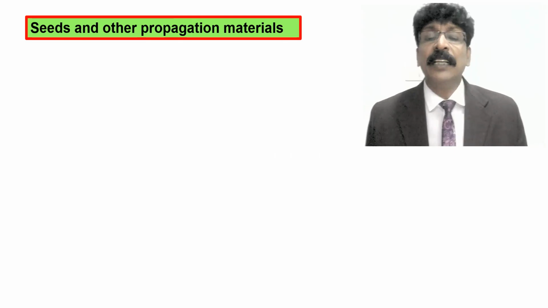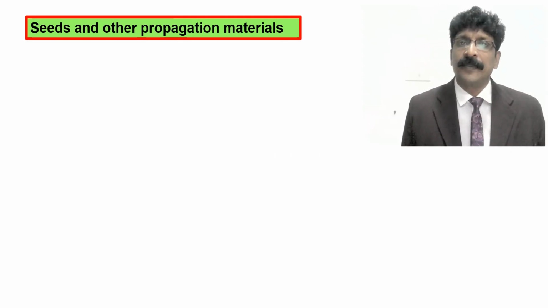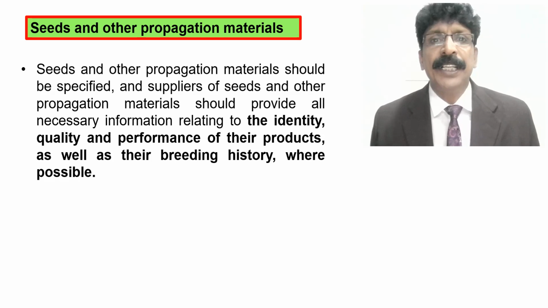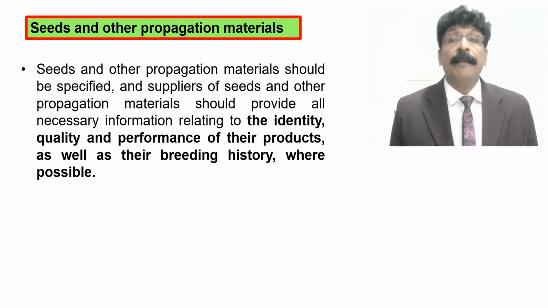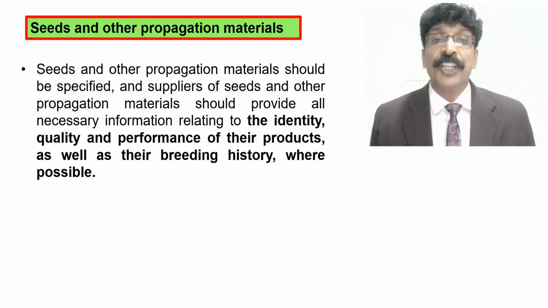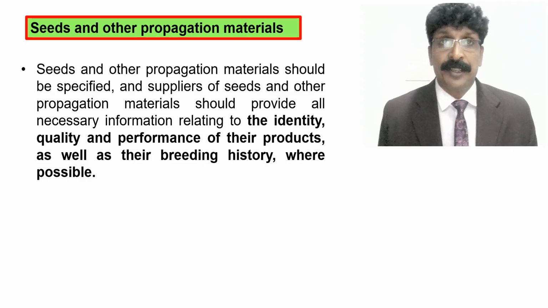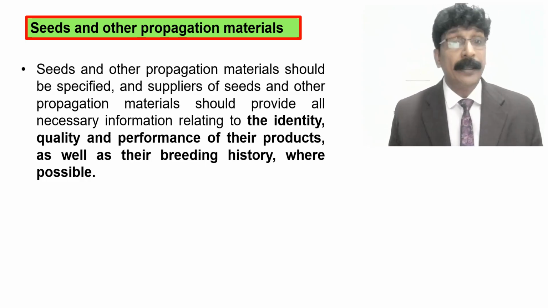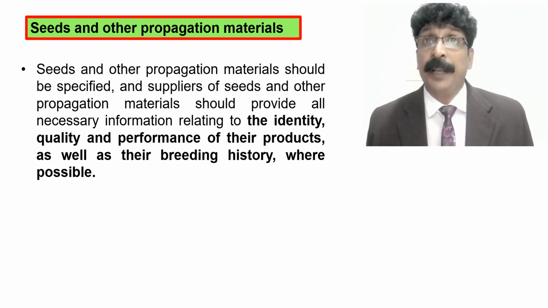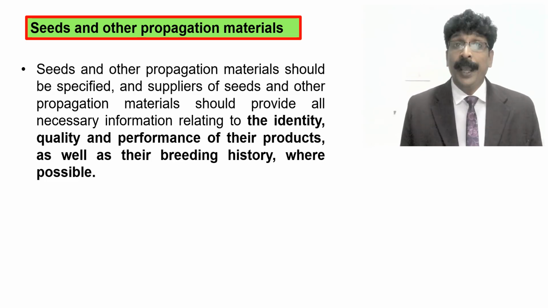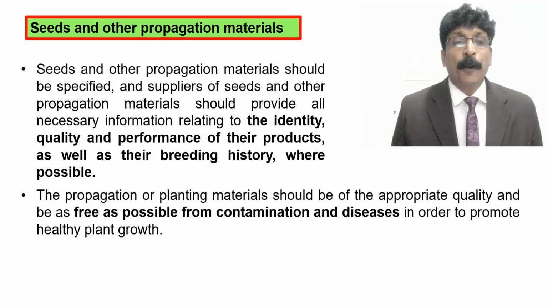Seeds and other propagation material, in which seeds and other propagation materials should be specified, and suppliers of seeds and other propagation material should be provided all necessary information related to the identity, quality, and performance of their products, as well as their breeding history where possible.